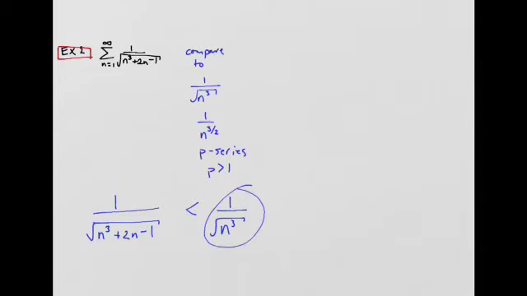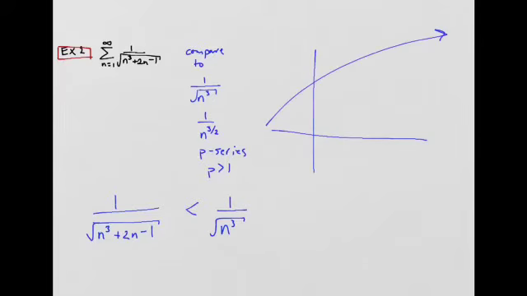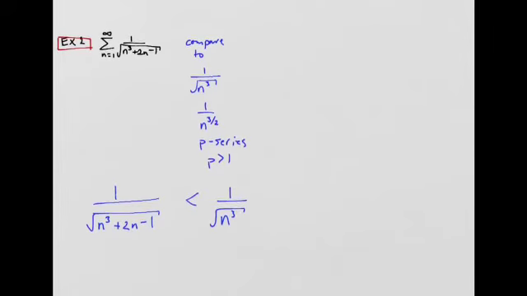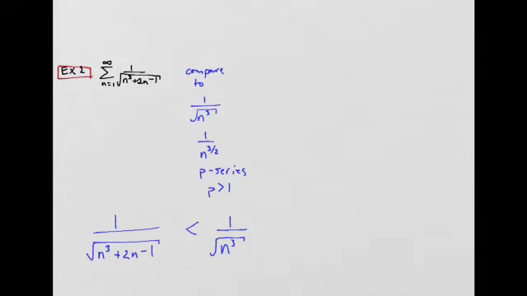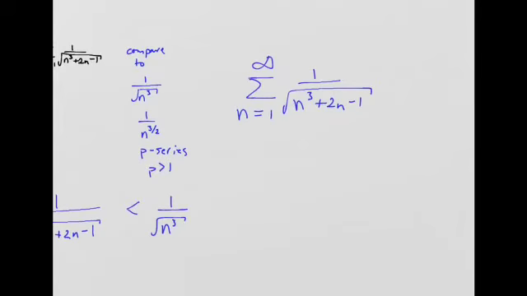We have, if the bigger series converges, then the smaller one has to converge. Like it's bounded. So hopefully that makes sense. So then, once again, the sum from n equals 1 to infinity of 1 over the square root of n cubed plus 2n minus 1 converges by comparison test.